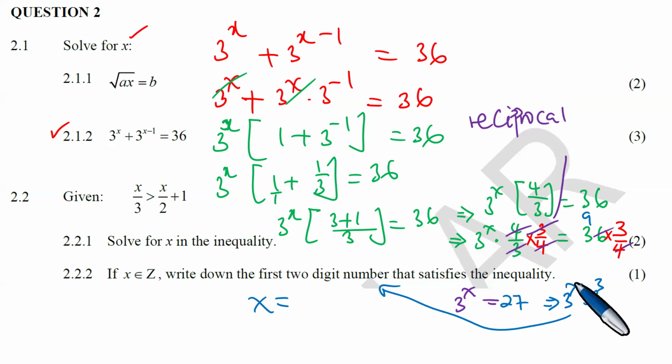37 can be written as 3 to the power 3. Now we equate, when the bases are the same, we equate the powers. The bases are both 3 and 3, so it means x equals 3, and that's the answer. Any question?